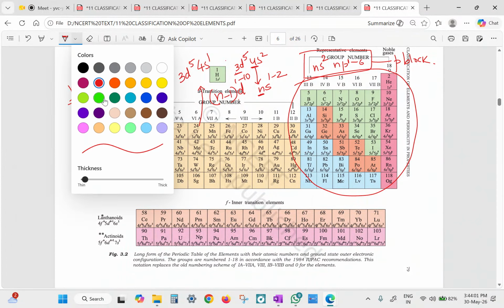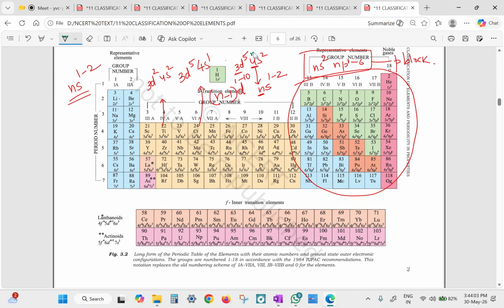What can we call the third shell? n minus 1. If n is 4, then what is 3? Isn't it n minus 1? Understood? So the general electronic configuration will be (n minus 1) d 1 to 10, ns 1 to 2.